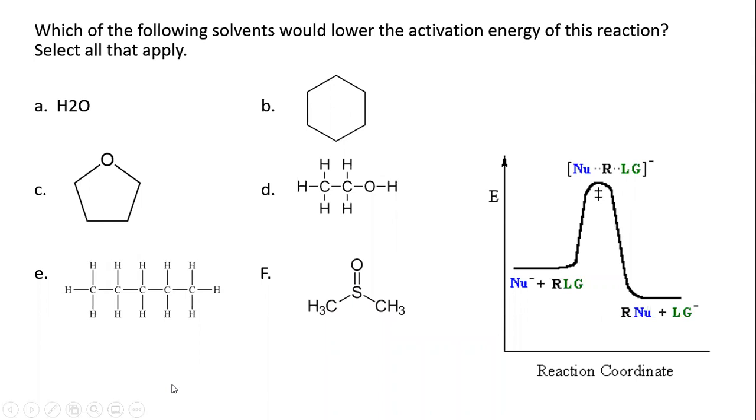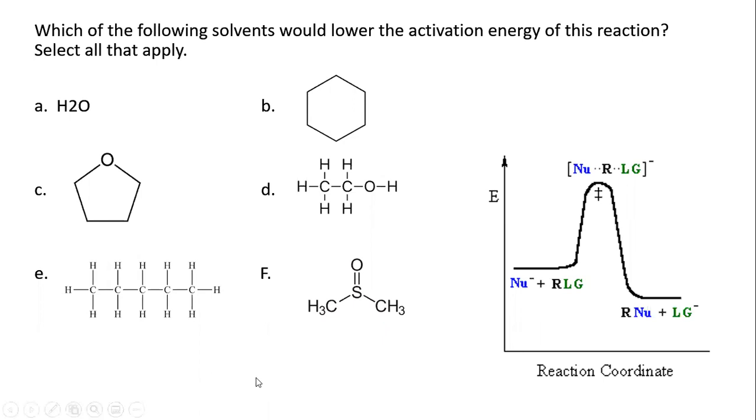So one last one, we want to know how solvents would help lower the activation energy for this reaction. So we have lots of different solvents. We want to know which of the following would help lower the activation energy of this reaction. And it gives us the energy diagram of this reaction.